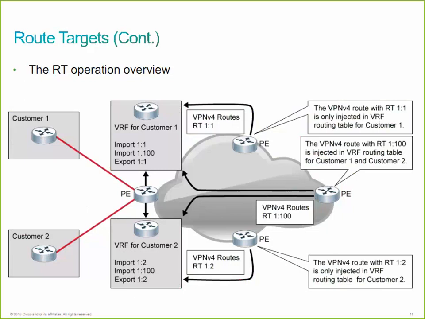I'm guessing that other PE to the right has an export of 1:100, RD for 1:100? Yes. And by the way, there aren't 6 or 7 routers here. This is all one router, a PE router, well, virtually. This is the physical router, and these are all virtual instances within it. They're just different VRFs.